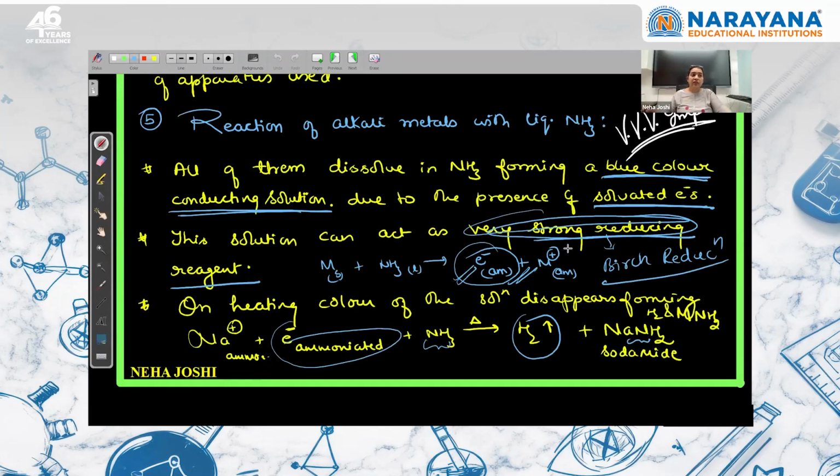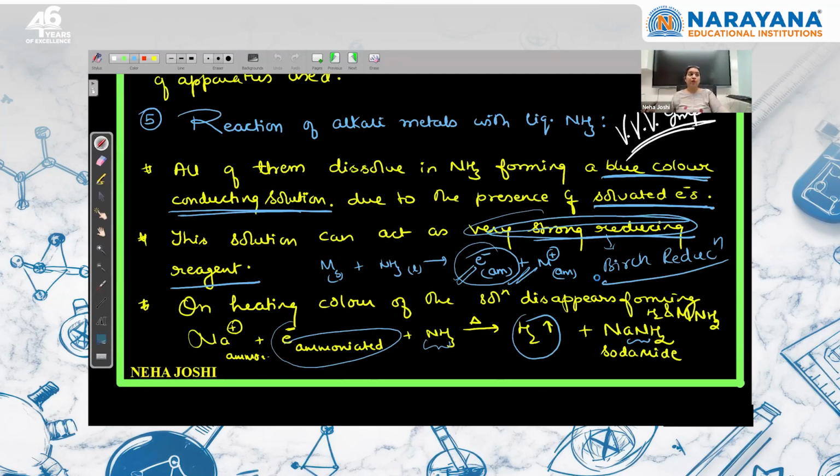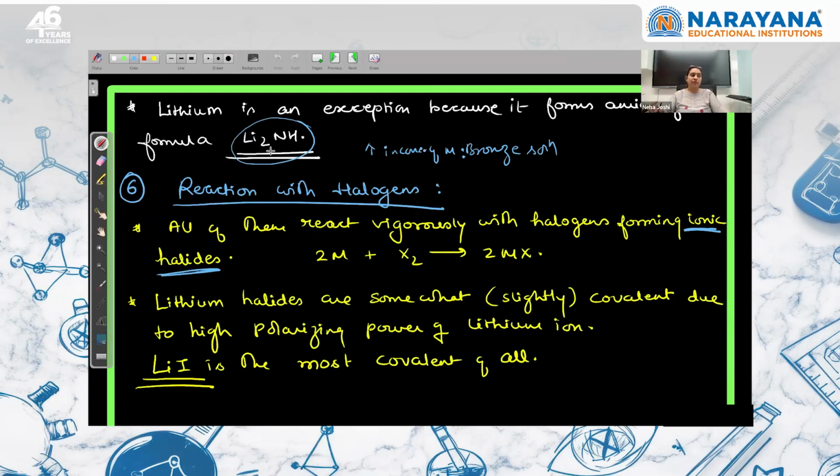And if you leave this solution, well and good. But if you want to increase the concentration of metal, then this blue color conducting solution becomes bronze. Okay, with increase in concentration of metal, the solution becomes bronze. This whole thing has one exception, which is lithium, because it forms amide of Li2NH. All others form amide of MNH2, but lithium forms Li2NH.